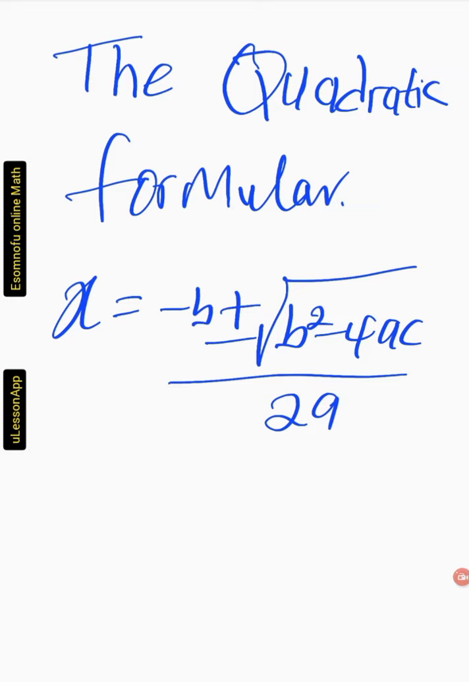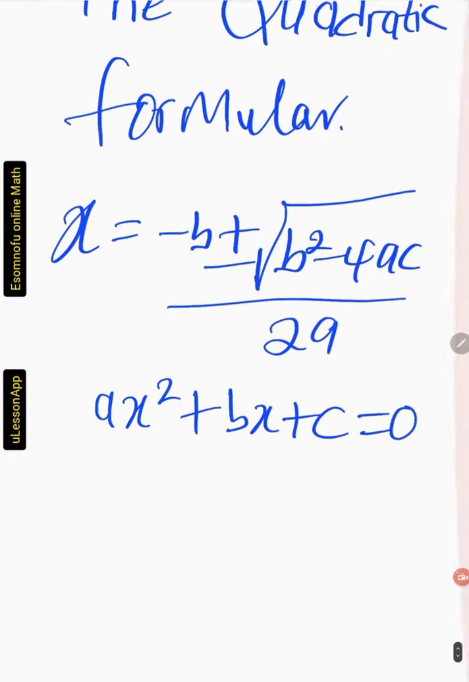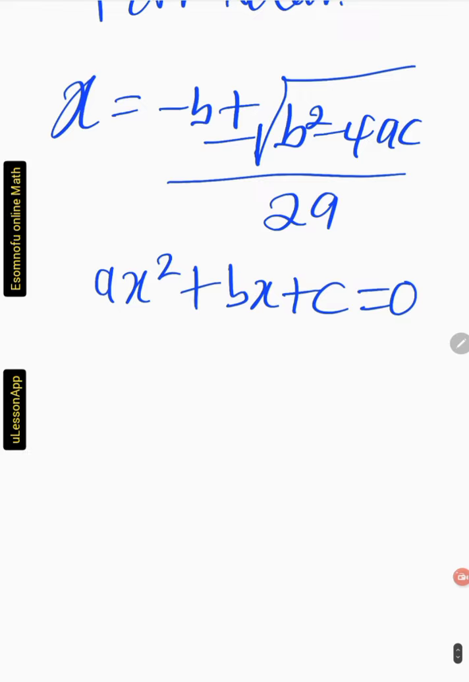Many students call this formula the almighty formula, but the correct name is the quadratic formula, which is x equals minus b plus or minus square root of b squared minus 4ac, all over 2a. You can derive this formula from the standard form of a quadratic equation, which is ax squared plus bx plus c is equal to 0. This is the standard form of any quadratic equation.